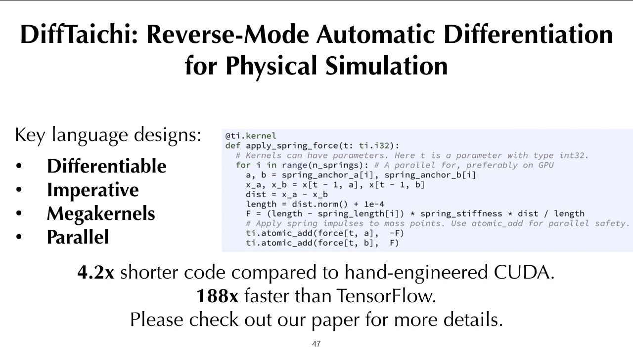And it also runs over 100 times faster than TensorFlow, just because it is more tailored for the computational patterns in simulation. In TensorFlow, you may waste over 90% of your time just launching kernels or reading from main memory. Please check out our paper for more details on performance and more evaluations.